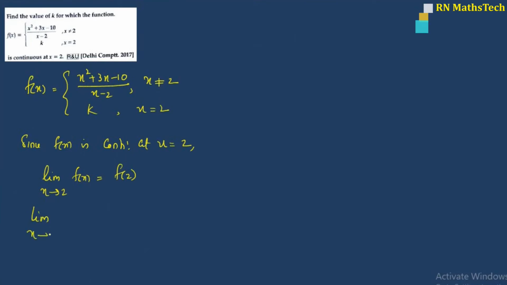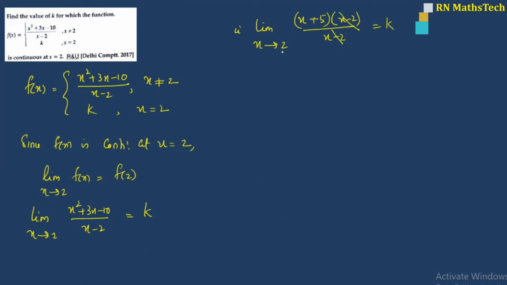That is limit x tends to 2, function value is x square plus 3x minus 10 by x minus 2 equal to f of 2 is equal to k. Okay, that is limit x tends to 2, which is x plus 5 into x minus 2 by x minus 2 equal to k. So x minus 2 gets cancelled, when x is equal to 2, 2 plus 5 equal to k, k equal to 7. Okay.